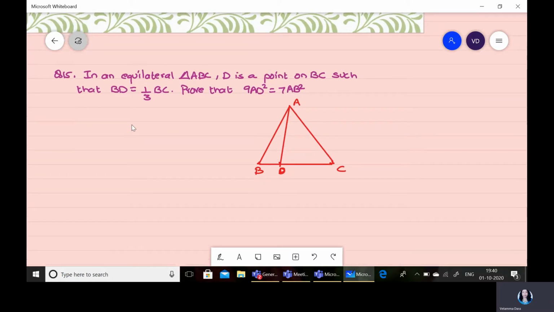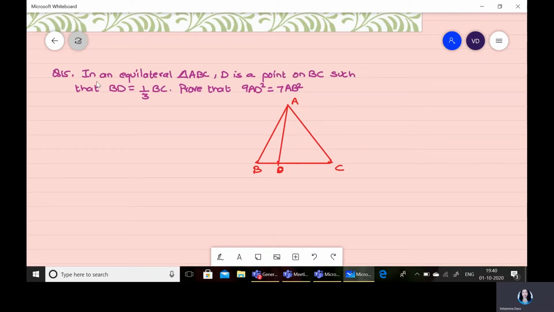We have interpreted it. In an equilateral triangle ABC, D is a point on BC such that BD equal to 1 upon 3 BC. Prove that 9AD square equal to 7AB square. So as the diagram says, here it is given that it's an ABC.